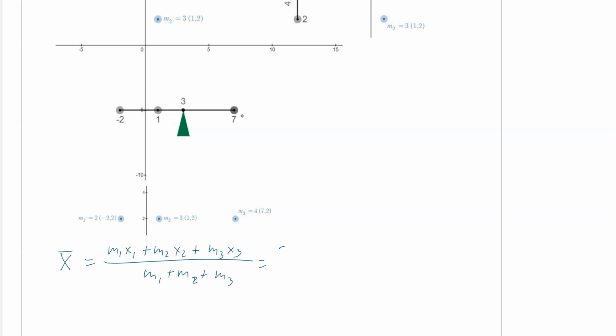So the first one was 2 with an x-coordinate of -2. The second one is 3 with an x-coordinate of 1. And the third is 4 with an x-coordinate of 7. And then we take our masses. So mass of 2, mass of 3, mass of 4. Again, that's the mass. It's 2, 3, and 4.